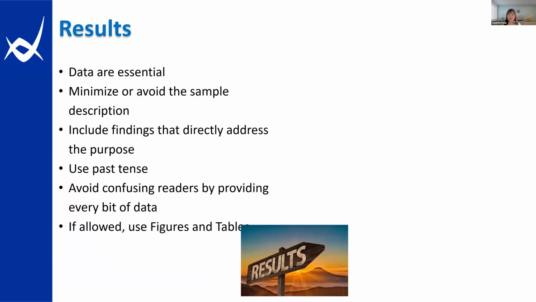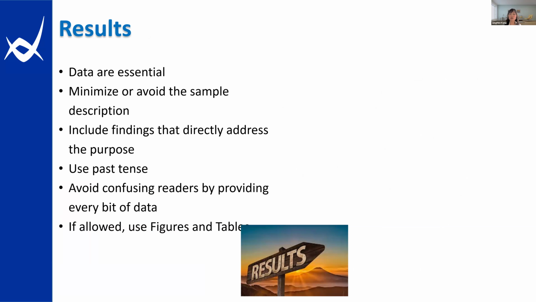And then data are essential in the results section, and try to minimize and avoid the sample description. You want to focus on your major finding, right? You don't want to talk about how many people were married. That should go to the journal manuscript description, but not in the abstract, okay? And include findings that directly address the purpose.